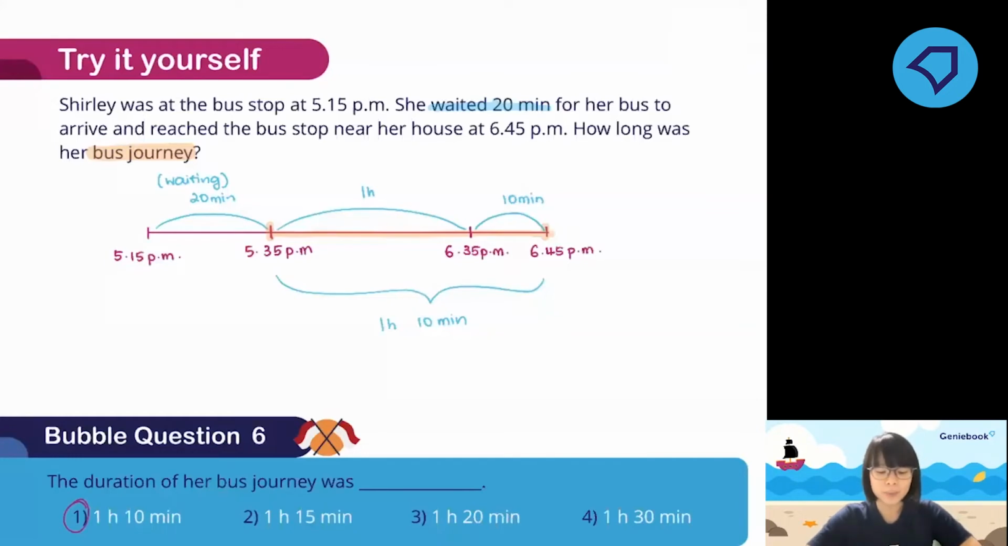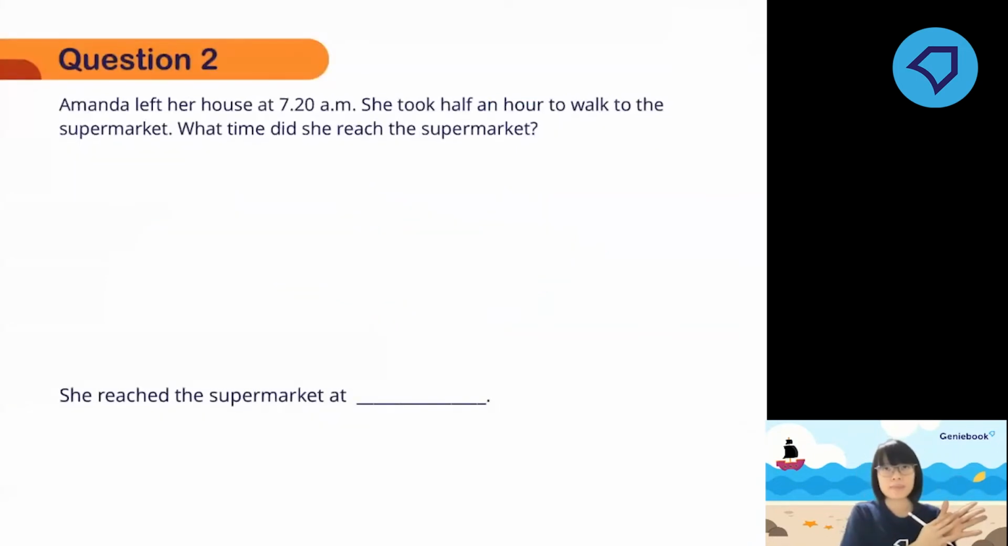Now, so far the past few questions, we've been finding the duration. So now we want to find the end time. So you're given the start time, you're given the duration. Can you find what is the end time? So let's do a simple question first. Amanda left her house at 7:20 a.m. She took half an hour to walk to the supermarket. What time did she reach the supermarket? So the first thing I need you to help me to identify is, what does half an hour mean? How many minutes would that be?